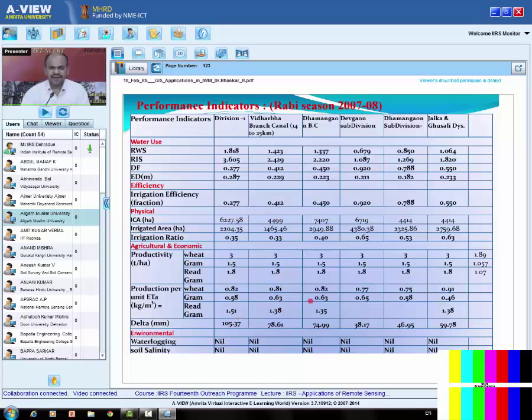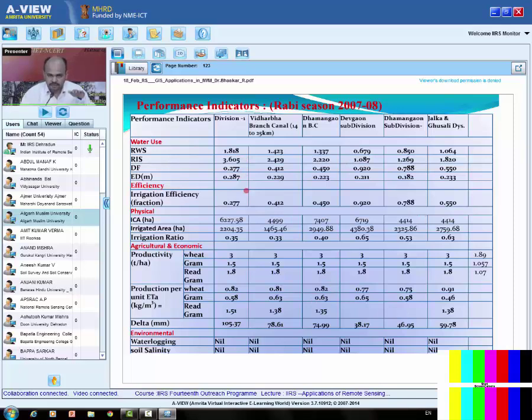Now, had I done this performance evaluation at a project level only, the only result that we can give is that the particular project is not performing well. But then we cannot tell the decision maker what is going wrong, which component is not performing well.